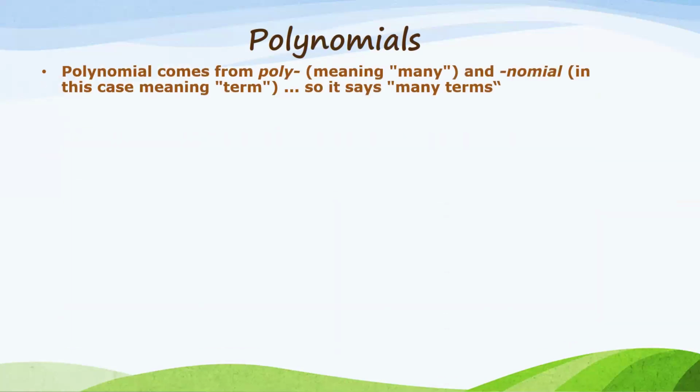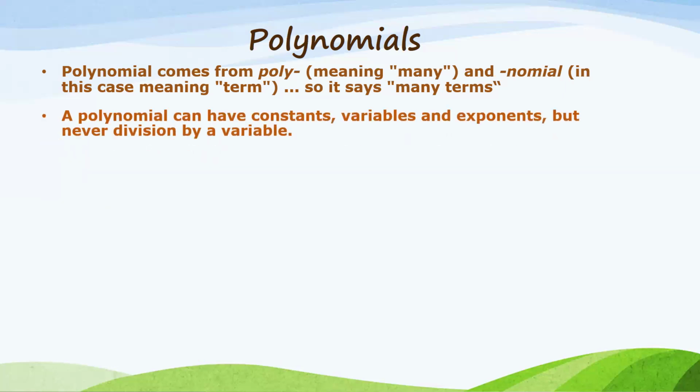So, what is a polynomial? What is the meaning of polynomial? Poly means many, and nomial means term, right? So we can say that polynomials mean many terms. A polynomial can have some constants, variables, and exponents, but it can never be written in the division form, right?